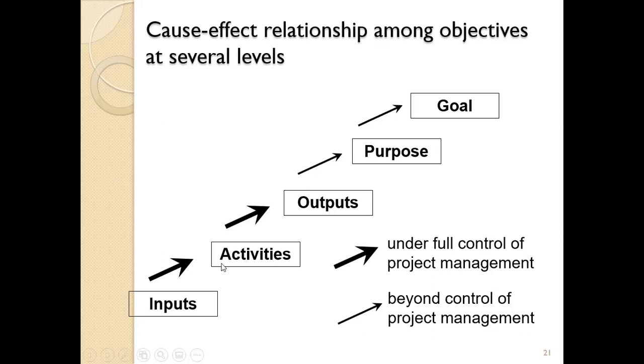Okay, so you have inputs and activities towards goals, and you can see the bigger arrow shows the control by the management. So as we move through inputs, activities, and outcomes, that's implementation. And mostly management and implementers have full control of how things should be.